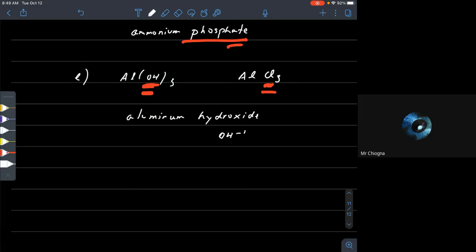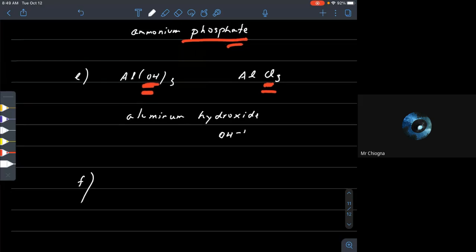Okay, try to locate it just so you're familiar. Try to locate phosphate and hydroxide in the table so you know where it is. See if you can do that now. Okay, you know where that is now. Okay, next one.